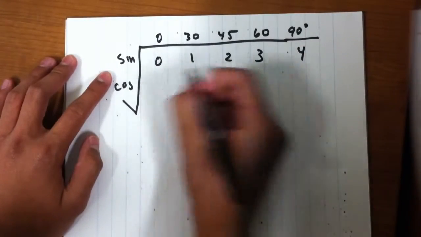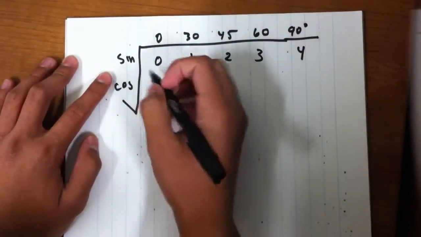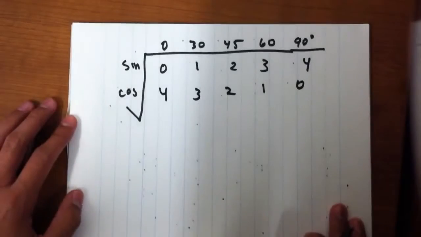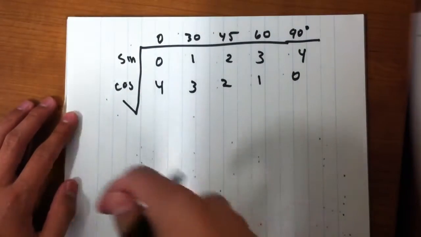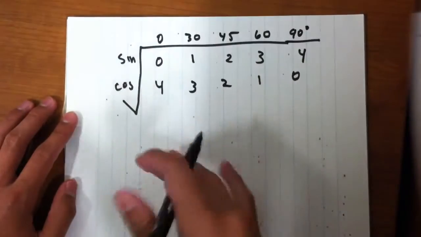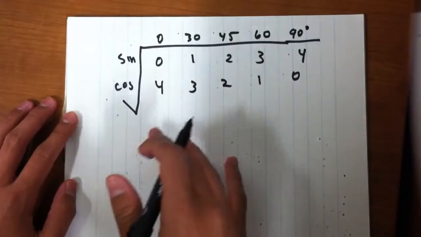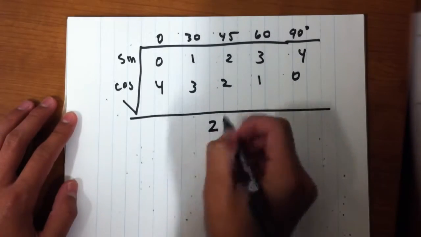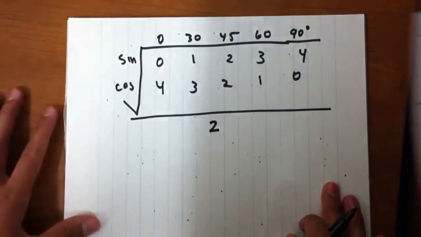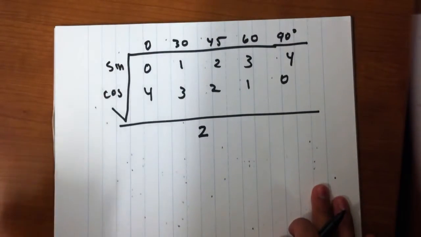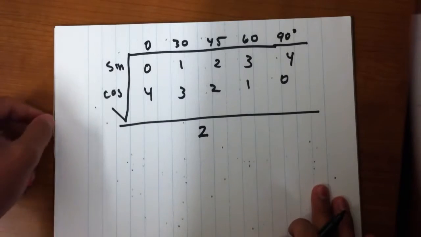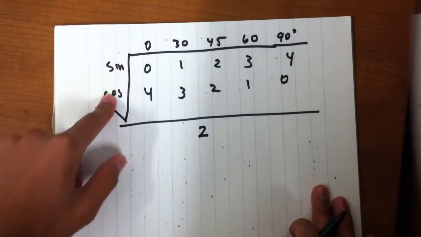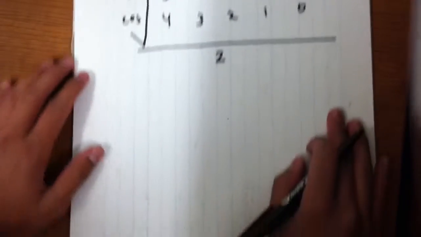And for cosine, you do the same but in reverse. So you start with the 4 and you decrease: 3, 2, 1, 0. If you are taking a test or something, you could write this on scratch paper, and that way you could just come back and check from there. And then you set everything divided by 2. This is basically the chart that will help you not really memorize, but learn how to find the exact values of these angles for sine, cosine, and I'll show you at the end for tangent.